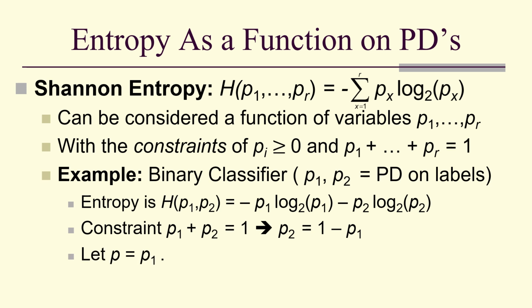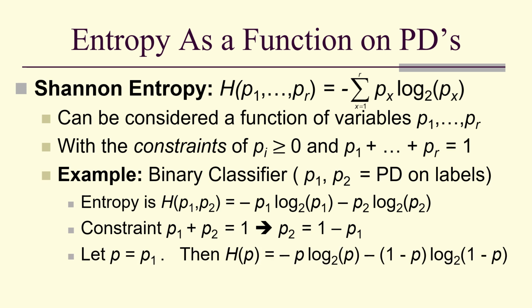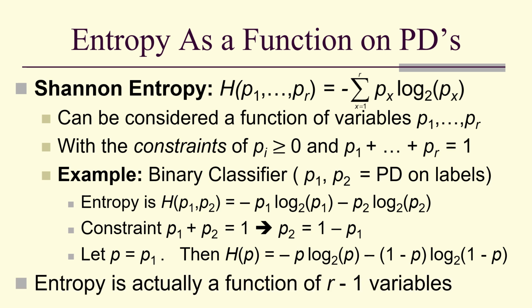Just relabel the P1 by just P. And then our entropy, h of P is negative P log base 2 of P minus (1 minus P) log base 2 of (1 minus P). That is, entropy is actually a function of r minus 1 variables because we can eliminate one using the fact that they sum to 1.